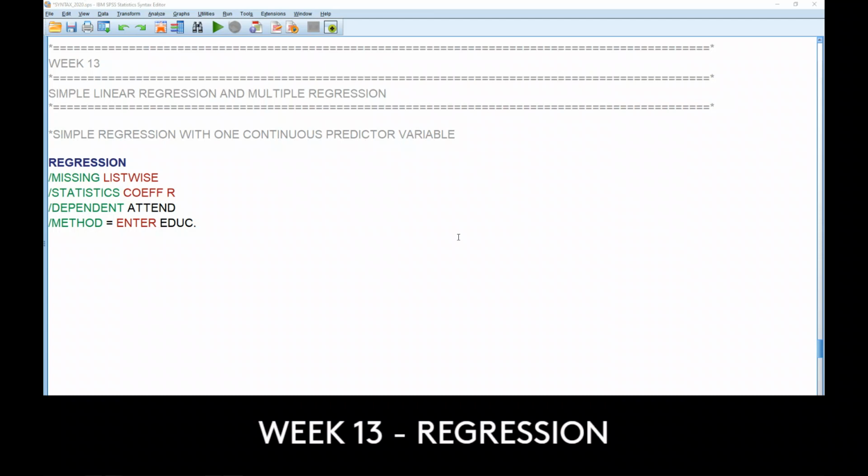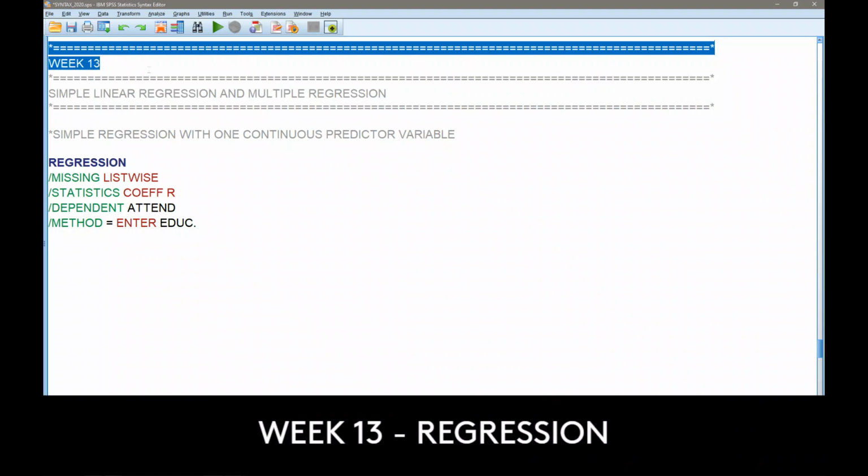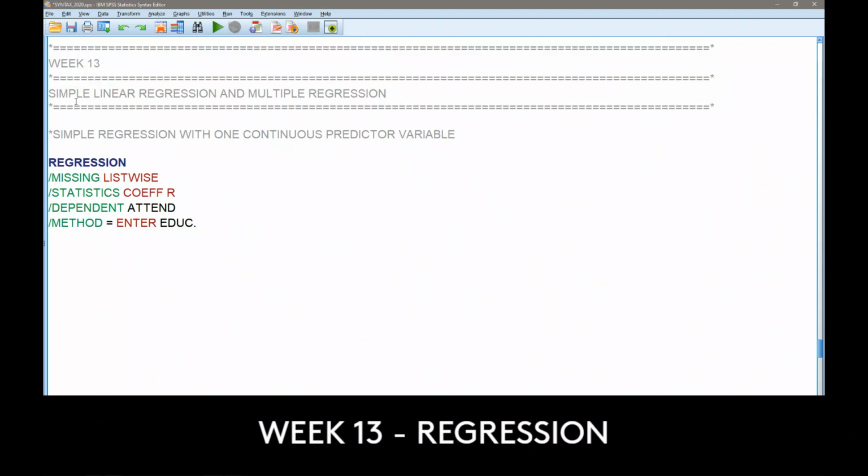All right, guys, so we are going to begin the SPSS portion of week 13. Go ahead and open up your data set and then your syntax file and notate here that this is week 13, simple linear regression and multiple regression.